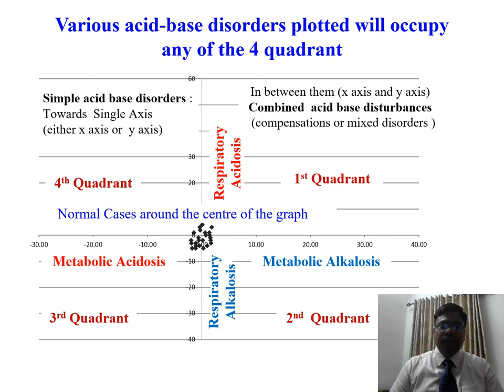Standard base excess is taken on the x-axis and PCO2 minus 40 is taken on the y-axis. So if the standard base excess value is greater than 2, then it denotes metabolic alkalosis. If it is less than minus 2, it denotes metabolic acidosis. Higher PCO2 values denote respiratory acidosis and lower values denote respiratory alkalosis. Similarly, we can plot the simple acid-base disorders towards a single axis. The point will be towards a single axis, either the x-axis or the y-axis. Suppose the point lies in between the x-axis and y-axis, it denotes either compensations or mixed disorders.